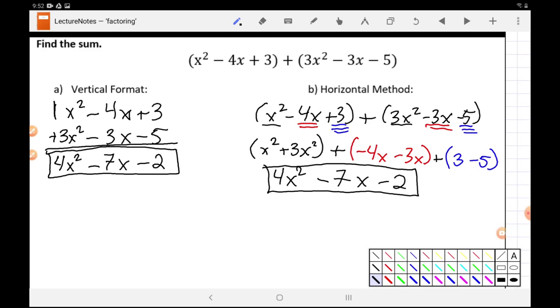So again, depending on what you like, sometimes I like the vertical method, sometimes I like the horizontal method. But eventually I started using the horizontal method and just do mental math, so I don't have to write everything down.